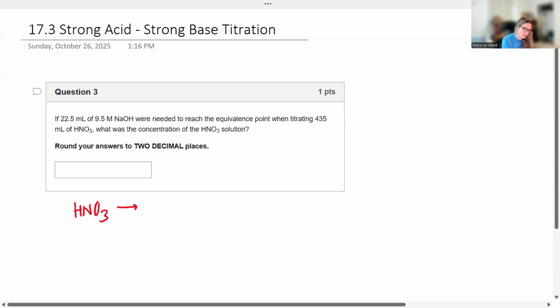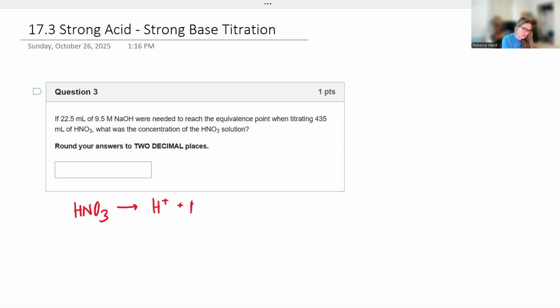is going to dissociate into H plus and NO3 minus. Okay, and then our sodium hydroxide dissociates into Na plus and OH minus. Remember, these two are both spectator ions. They don't get involved in any way. So we're really interested in just what H plus and OH minus do together.